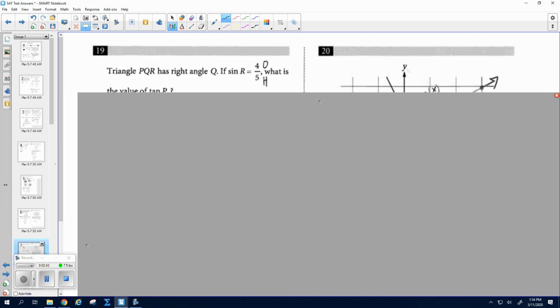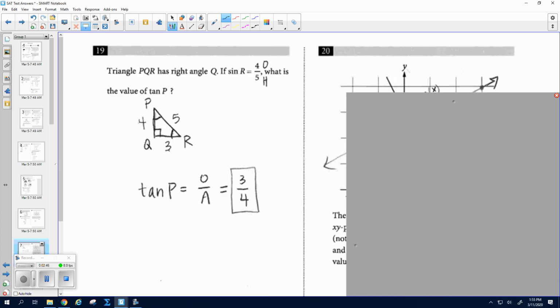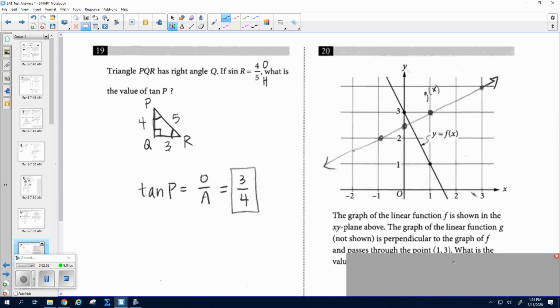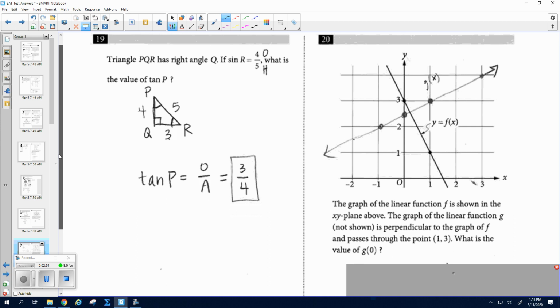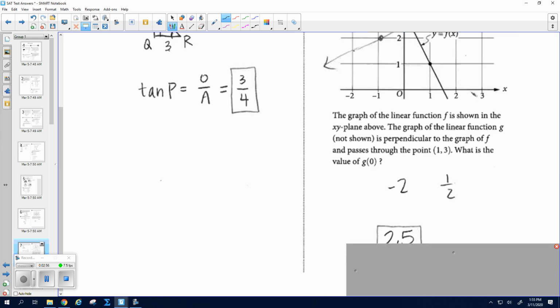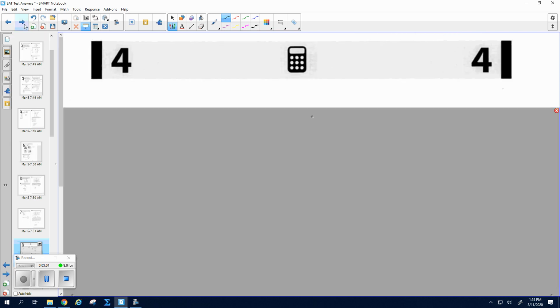Number 19 is 3/4 or 0.75 if you do a decimal. Number 20, we want to find a perpendicular line. So you get 2.5 or 5/2 for this one. And that's all I'm going to do for now on the calculator part. We'll come back, or that was the no calc part.